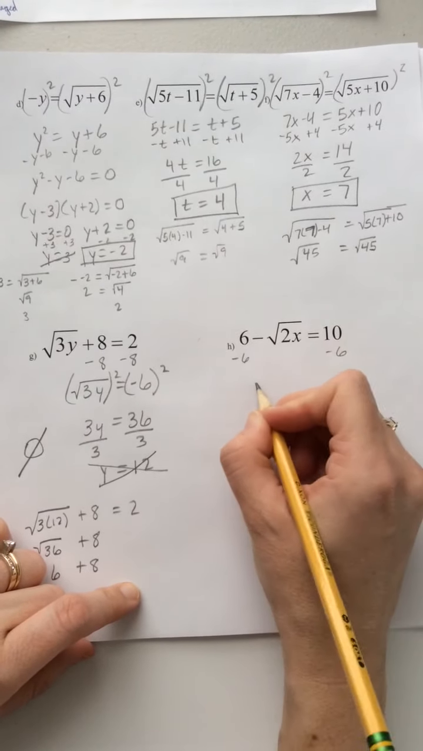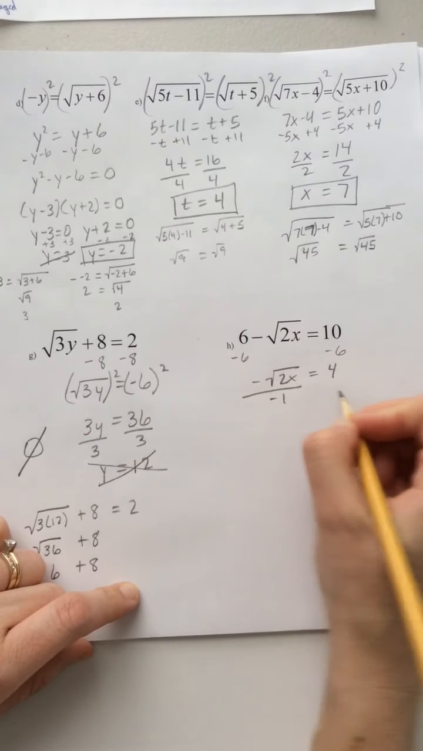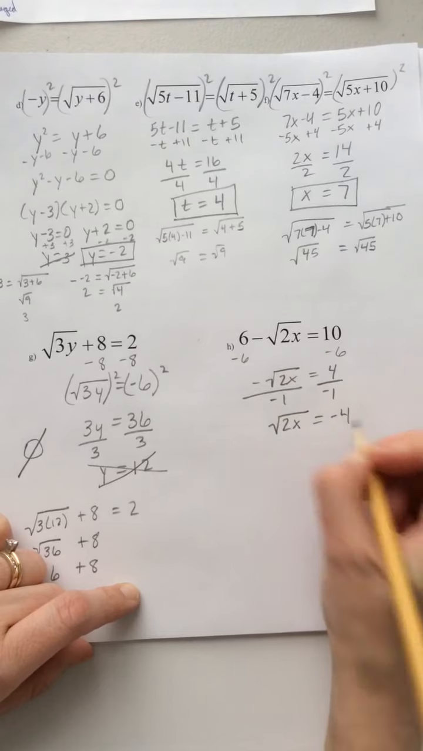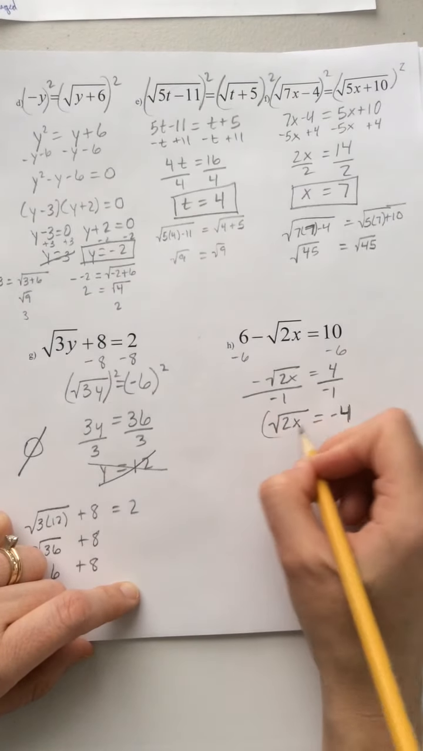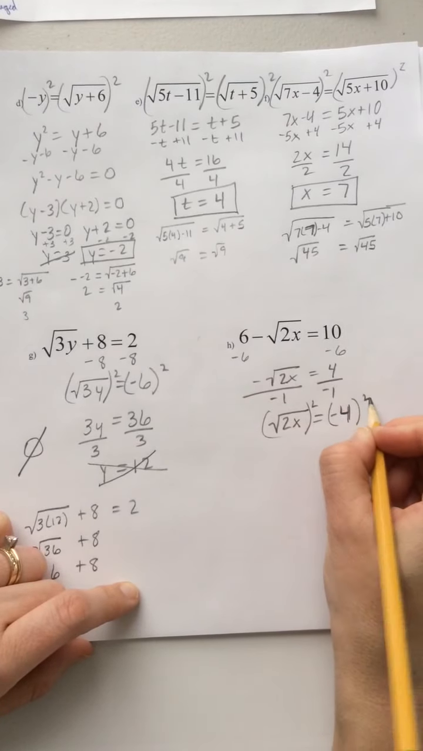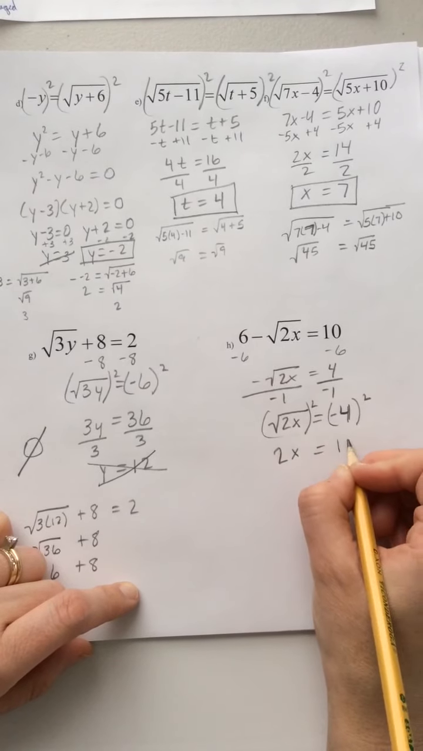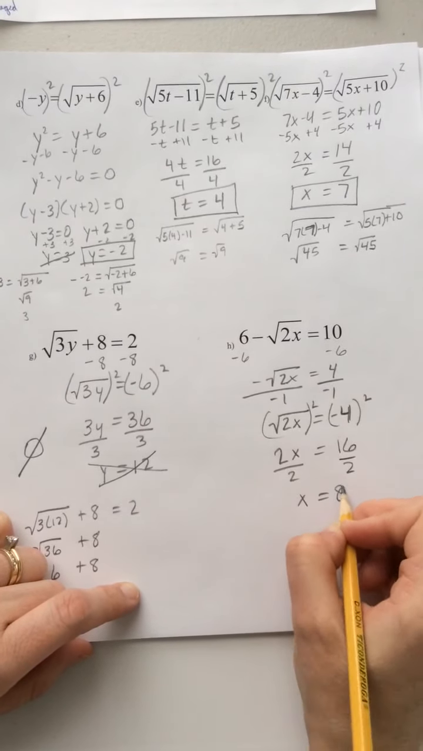All right, we got to get this radical by itself. I'm going to subtract the 6. We get negative radical 2x equals 4. Ooh, we have a negative. Let's divide by negative 1. Again, get that radical entirely by itself. So we've got the radical 2x equal to negative 4. Square both sides. Over here we get 2x. Over here we get 16. Divide by 2. x equals 8.